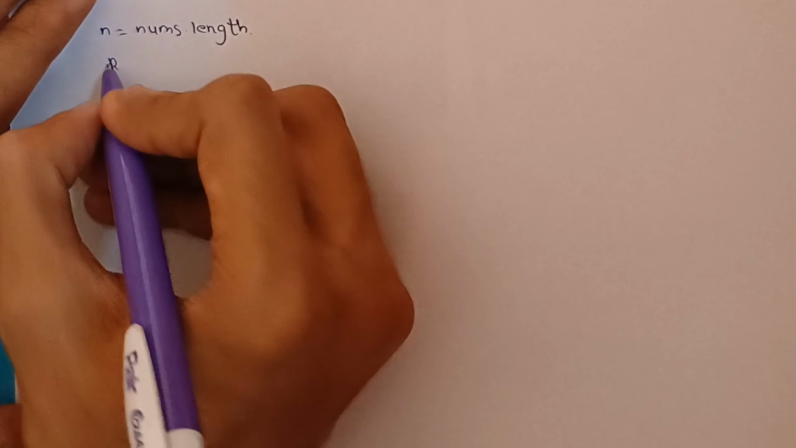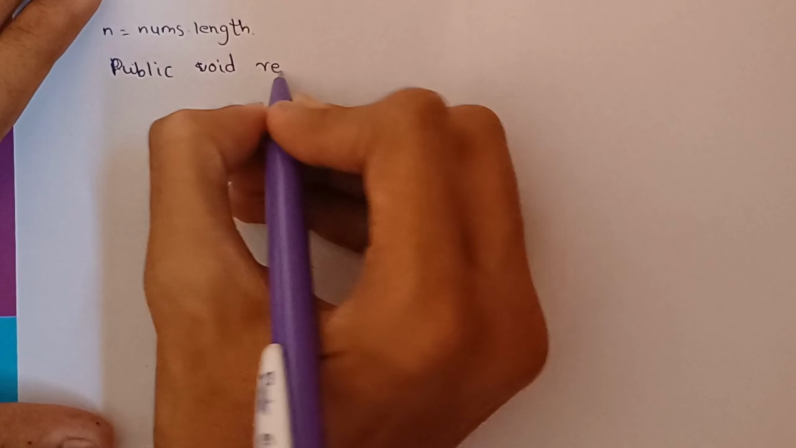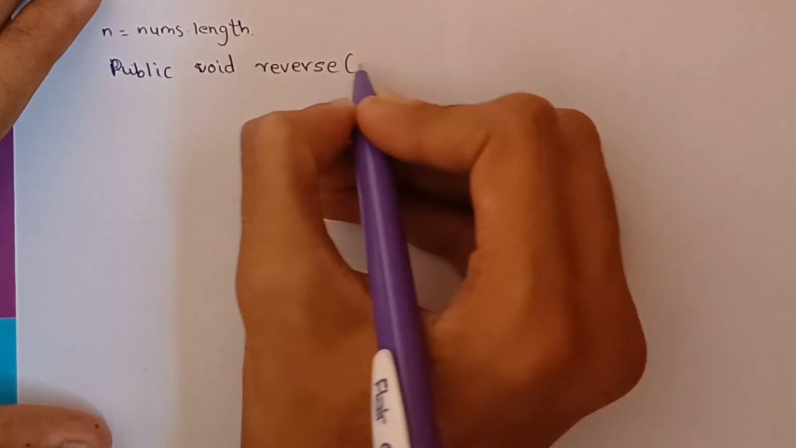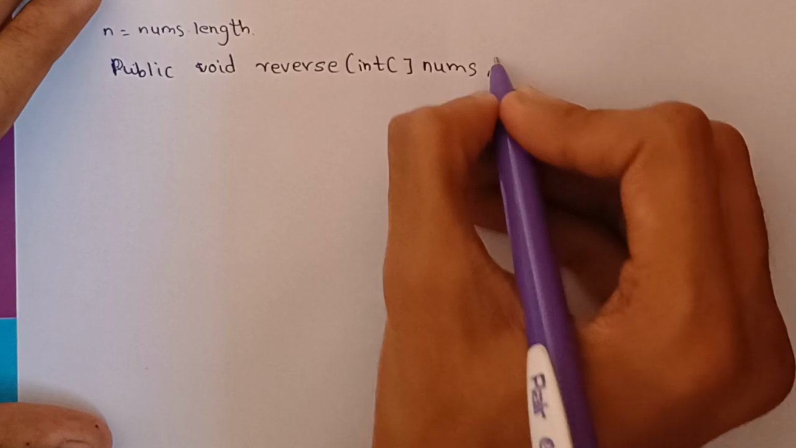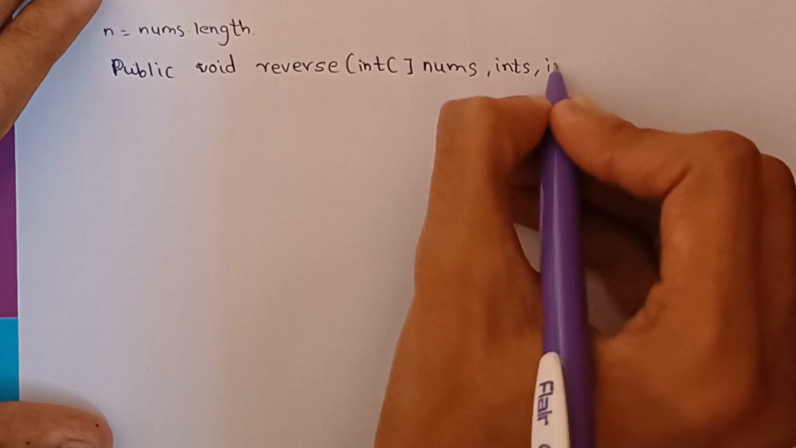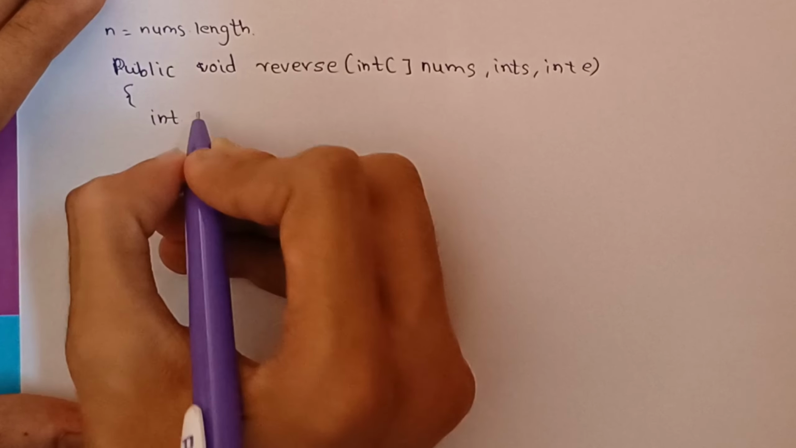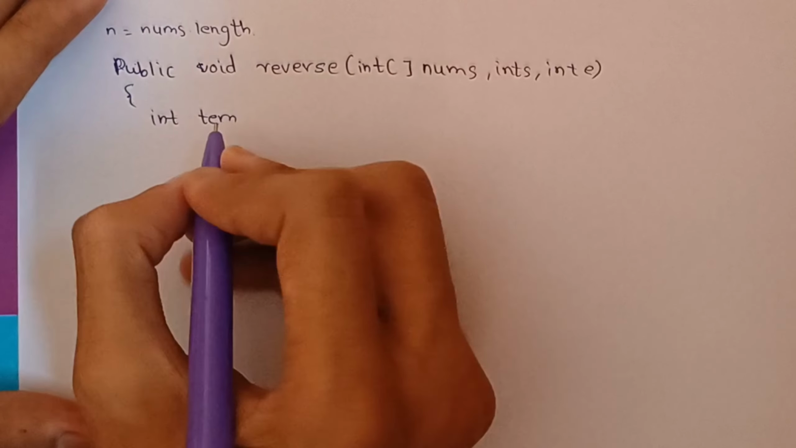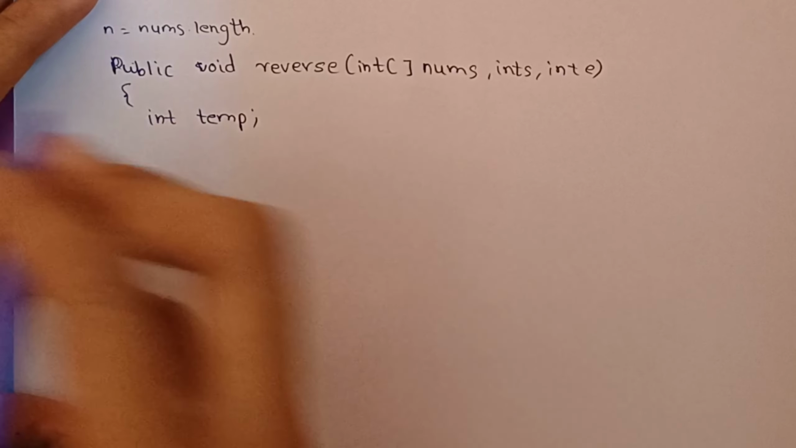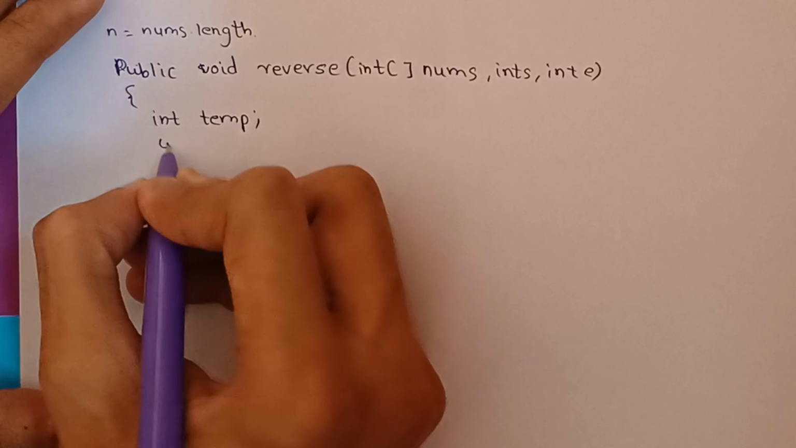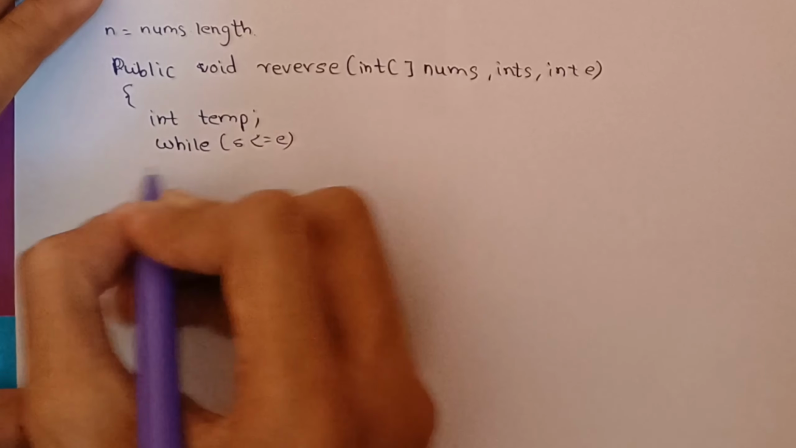First we create a public void reverse function, in which we take the nums array as input, and int start and int end positions. In this we take an int temp, because we have to swap the elements of the array. There are 3 steps to swap numbers, which is basic. The loop runs while start is less than end.